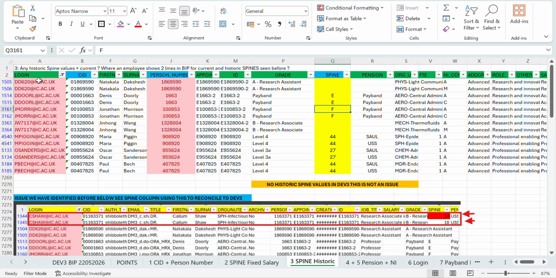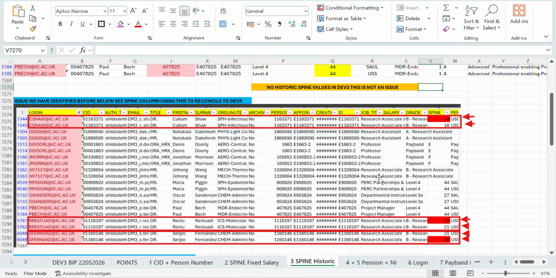So if we said for any duplicate users, is that because of the consequence of an historic and a current spine? That is not the case. So we don't see that. So that's why we've got orange here. No historical spine values in DEV3. So this is not an issue in DEV3. And just to note that we have identified that before, where we saw the spine column. And so I'm using this old record from another instance.